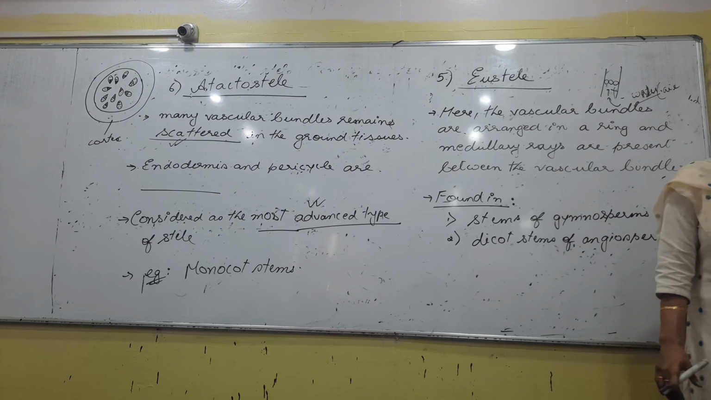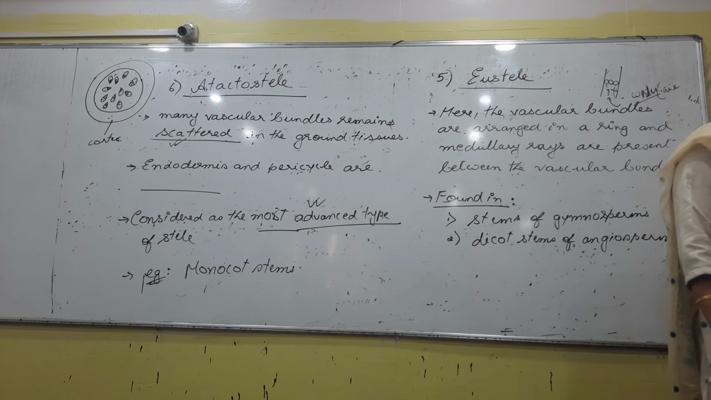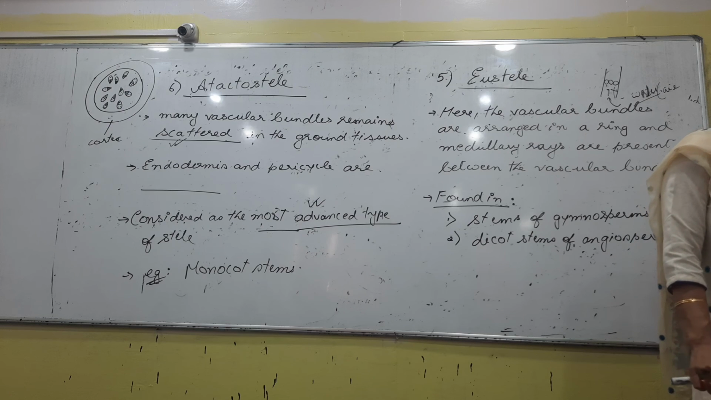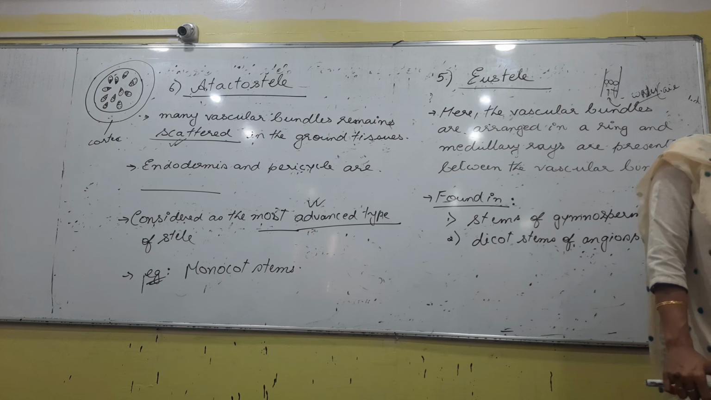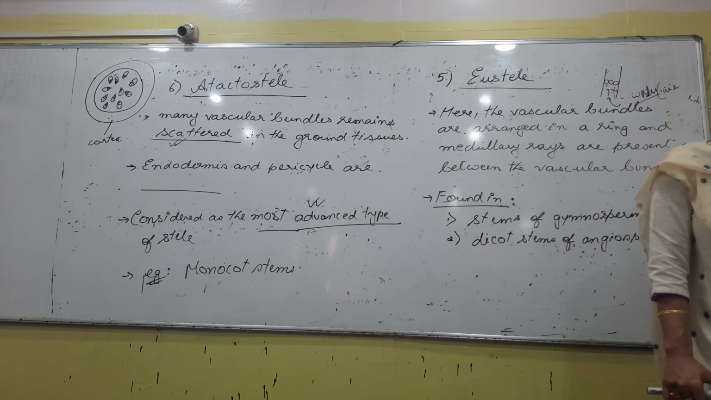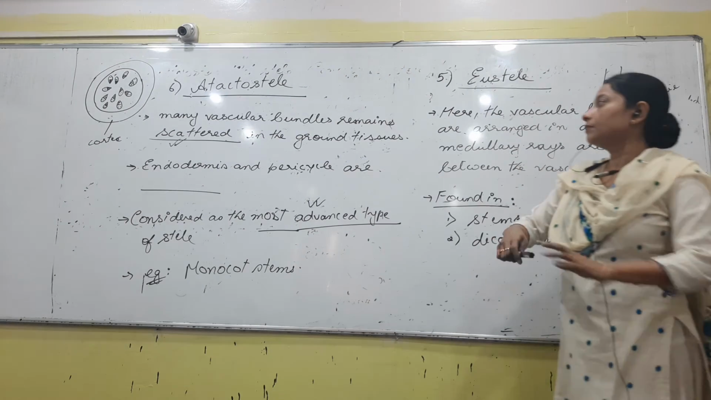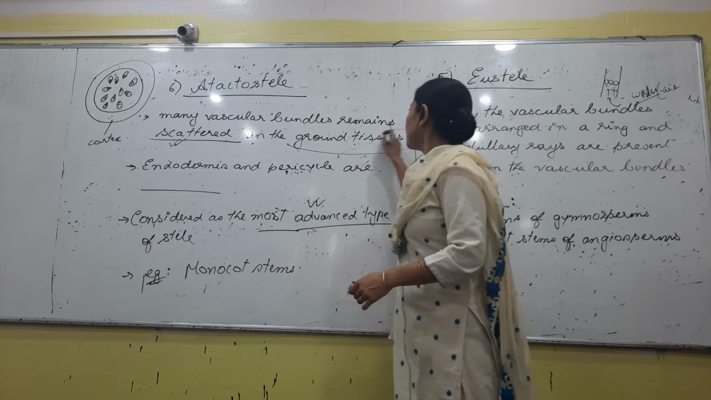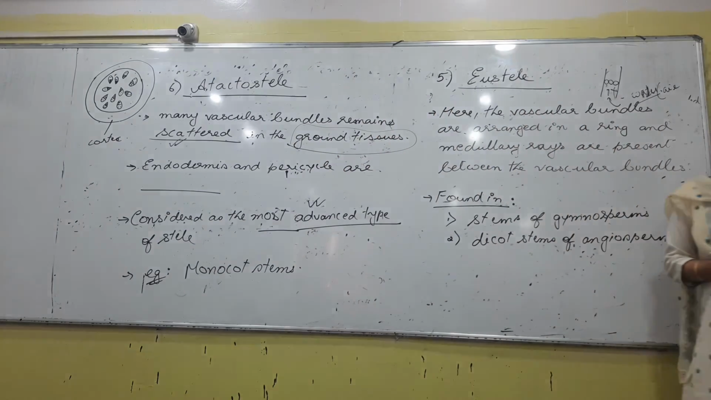The next point is, if you are saying this statement, the vascular bundles remain scattered, kot scattered hoi thakibo? Where will it remain scattered? In case of monocots, the vascular bundles remain scattered. Where will it remain scattered? Kot scattered hobo? Scattered kot hobo, ground tissues, no?